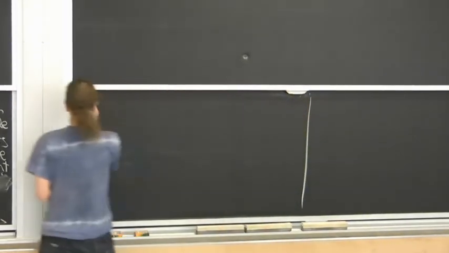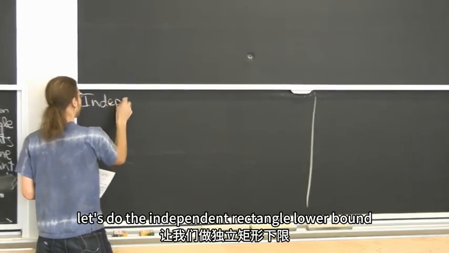So let's do the independent rectangle lower bound, the sort of generic one.